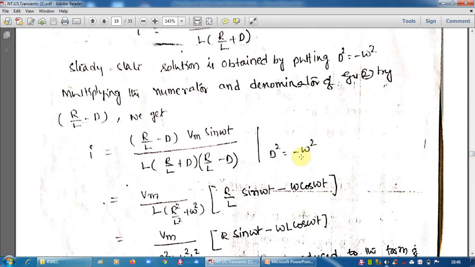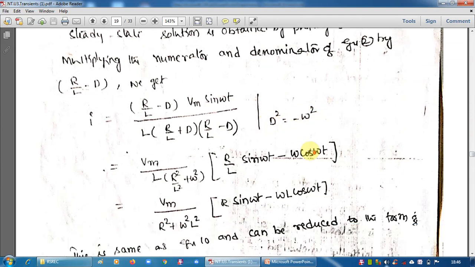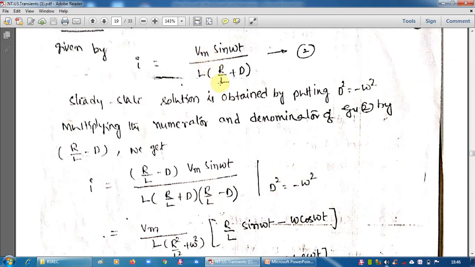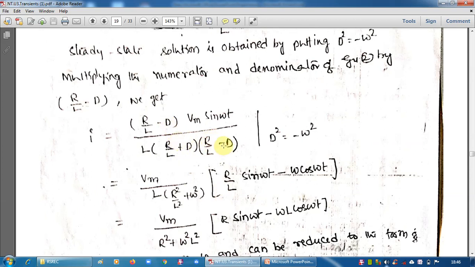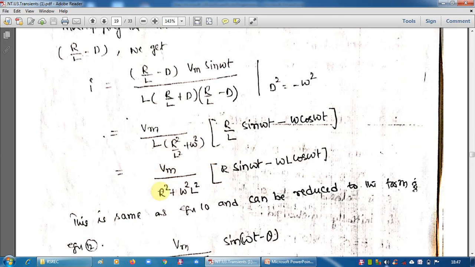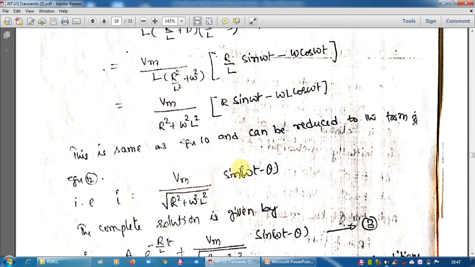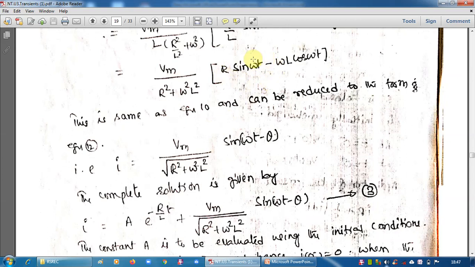Now to determine the steady state response here, we have to substitute D square equal to minus omega square. In the previous case we substituted D equal to 0 for DC response. Here D square equal to minus omega square. To substitute this value here, we rationalized the equation by multiplying numerator and denominator by R by L minus D. With that we will get the D square term, and in that D square term we will substitute minus omega square. After substituting and simplifying, we will get this equation. This is the I equation, the steady state response. In the previous case, whether you remembered or not, the steady state response for the RL circuit is simply V by R, that's all. Here we get all these things. Now this can be written like this.